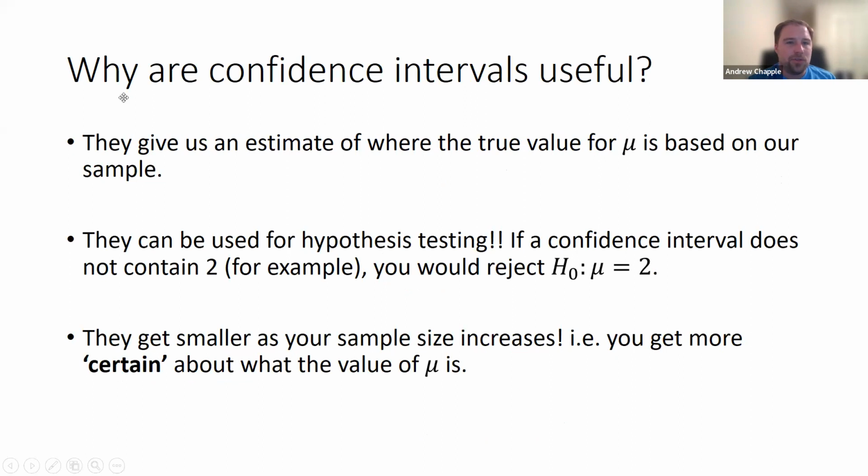Why are confidence intervals useful? They give us an estimate of where the true value of mu, in this case, height growth, true population height growth between 7 and 8 years old is based on our sample. They can be used for hypothesis testing, confidence intervals. If I construct a two-sided confidence interval and it doesn't contain the value 2, that also means I would reject the null of mu is equal to 2. And we'll see that later.